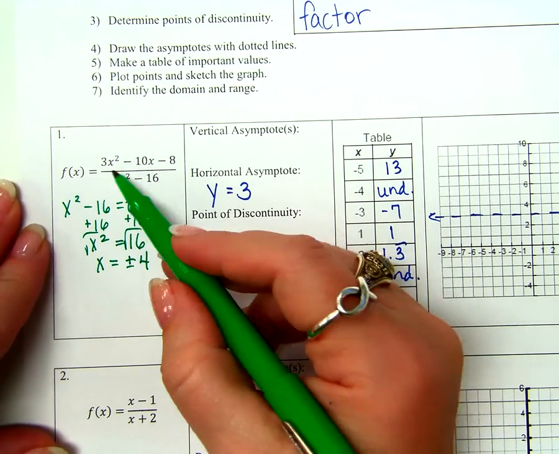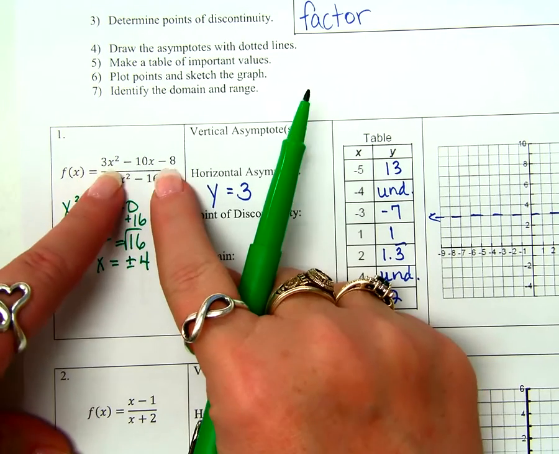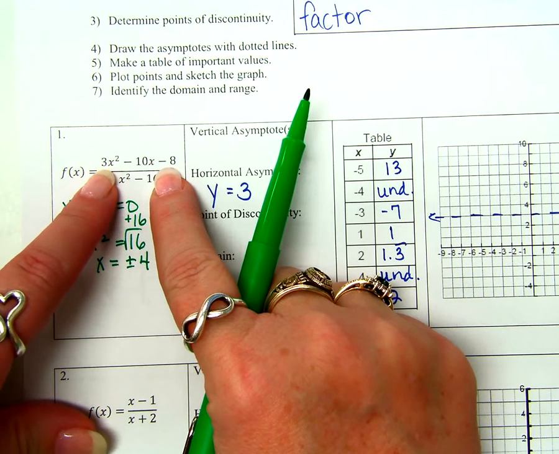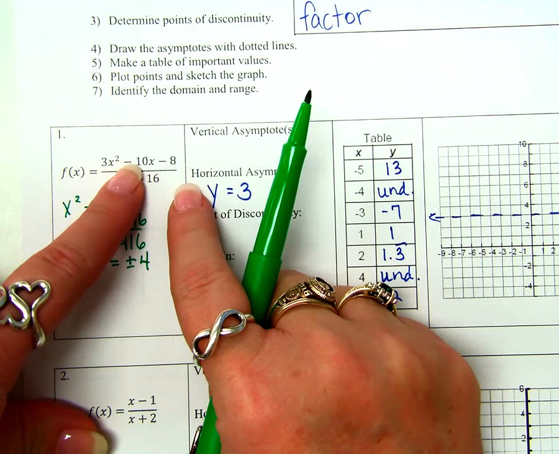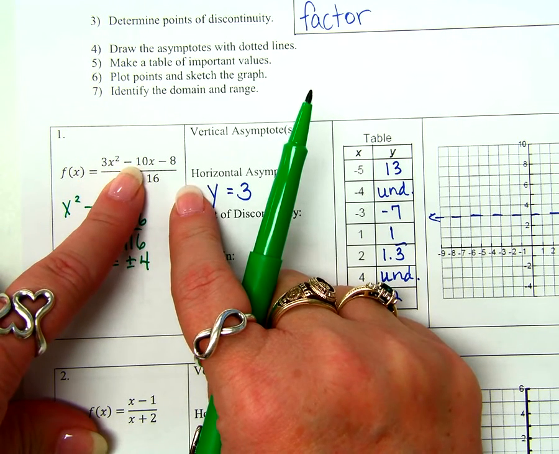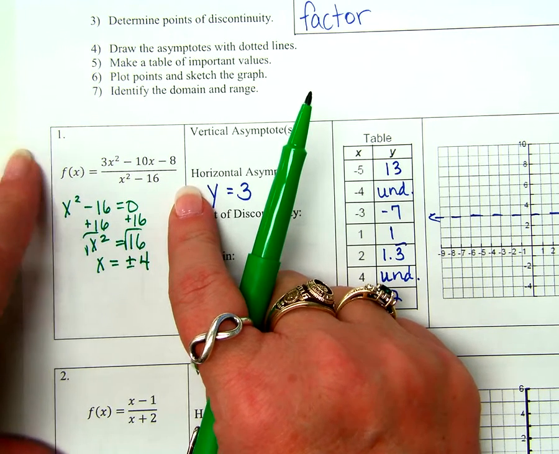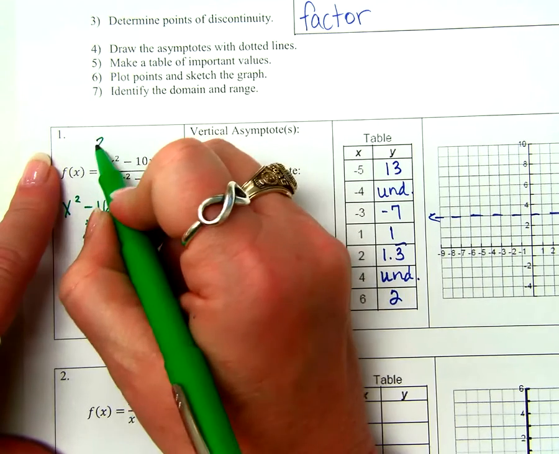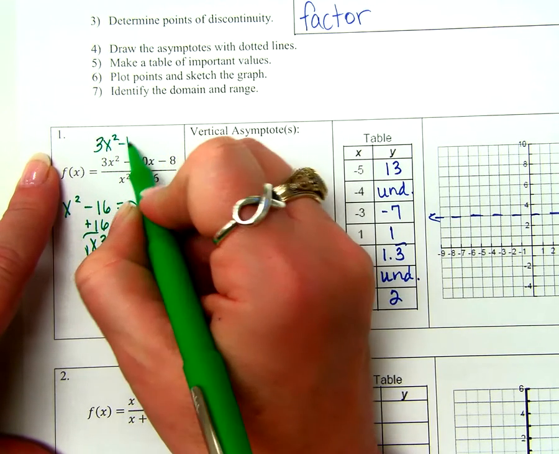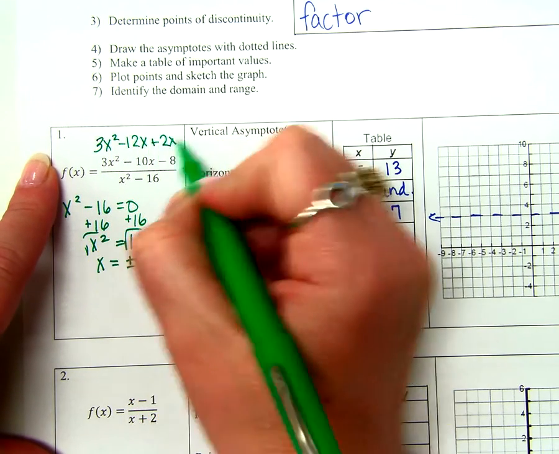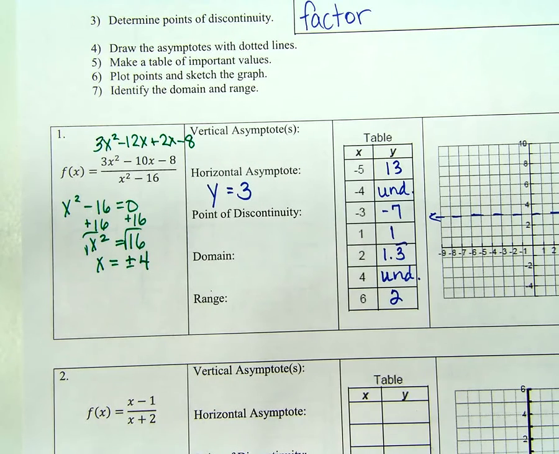So if I'm going to factor the numerator, AC is negative 24, so it multiplies to be negative 24 and adds to be negative 10. Negative 12 and 2. Okay? So I have 3x squared minus 12x plus 2x minus 8. Good. You remember this? Factoring by grouping?